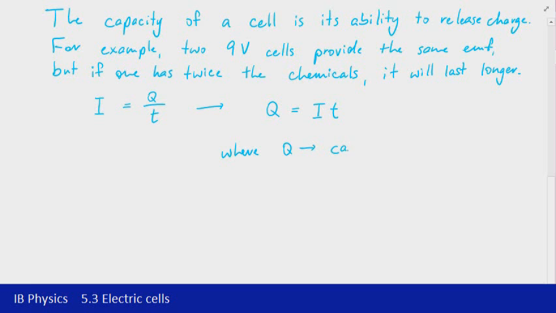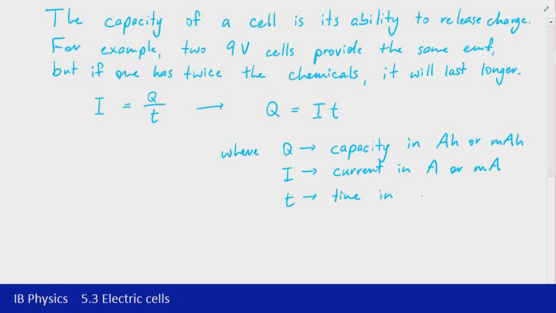And in a bit of a break from the usual units, we're not going to state them in SI units. Capacity is usually stated in amp hours or milliamp hours. I is the current, and that will still be in amps or milliamps. If we state the capacity in milliamp hours, then the current would usually be measured in milliamps, and T is the time, and now it's going to be measured in hours, not in seconds.